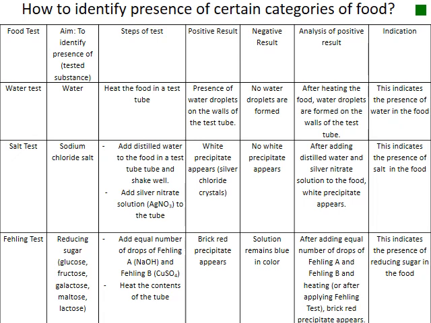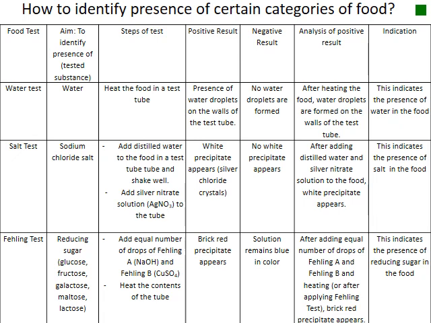Analysis: after heating the food, water droplets are formed on the walls of the test tube. This indicates the presence of water in the food. Salt test is done to identify the presence of sodium chloride. Add distilled water to the food in a test tube. Shake it well. Add silver nitrate AgNO3 to the tube.